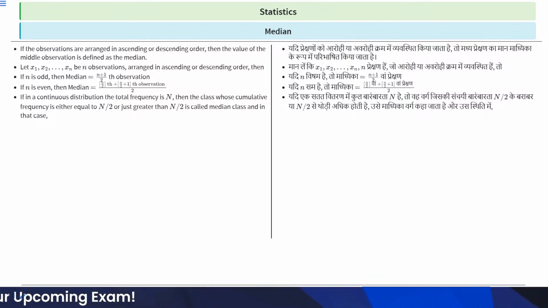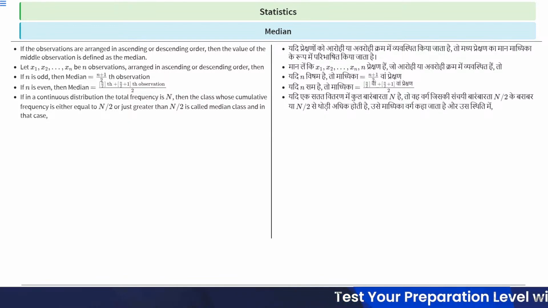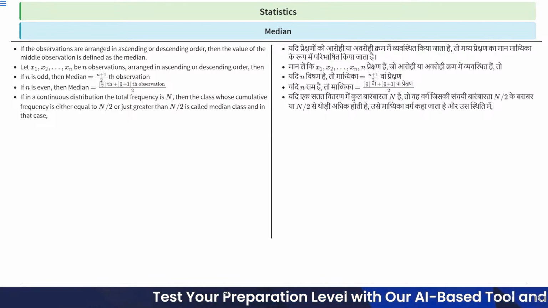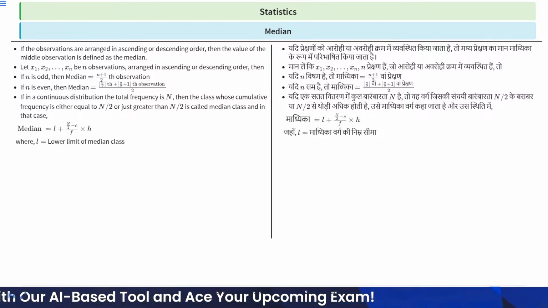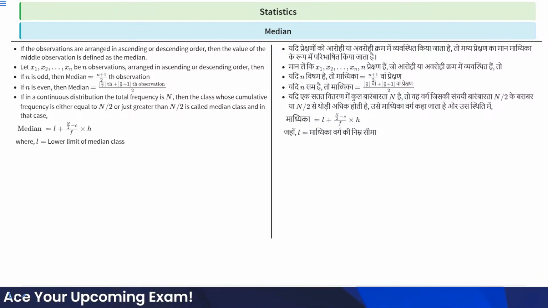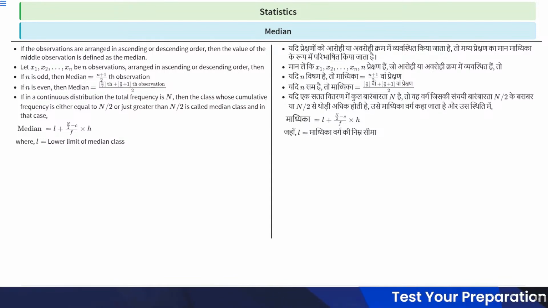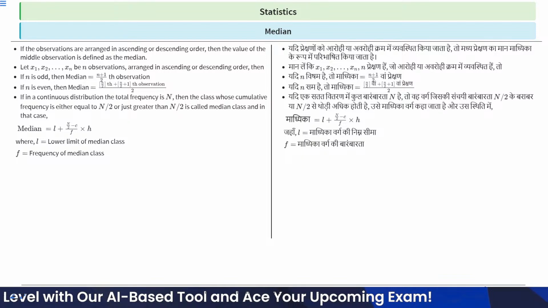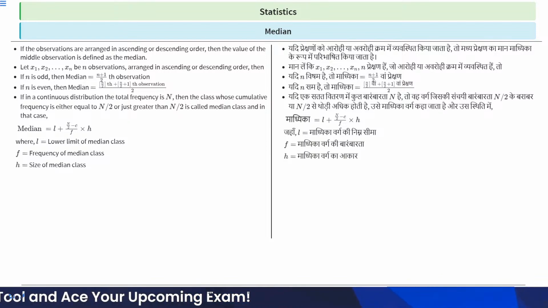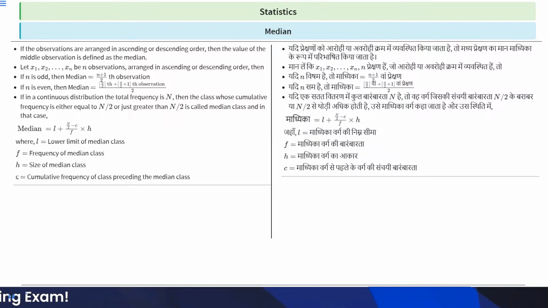If in a continuous distribution, the total frequency is capital N, then the class whose cumulative frequency is either equal to capital N by 2 or just greater than capital N by 2 is called the median class. And in that case, median is equal to L plus ((N by 2 minus C) upon F) into H, where L is the lower limit of the median class, F is equal to frequency of the median class, H is equal to size of the median class, C is equal to cumulative frequency of the class preceding the median class, right? Clear? You have to keep in mind.